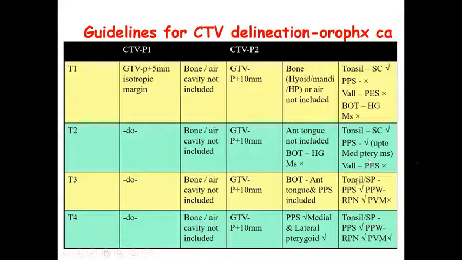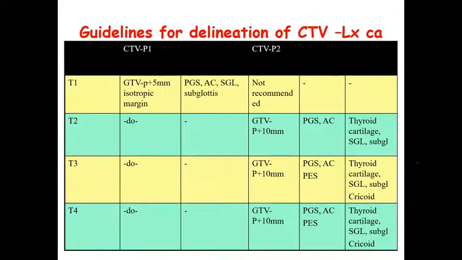If you move further ahead, there is a requirement. If you talk about T4s, then you also include the medial and lateral pterygoid. So that's how we move on. Similarly, for vallecula, in T1, you don't need to include pre-epiglottic space, but you start needing to include pre-epiglottic space when you're talking about T3s and T4s.